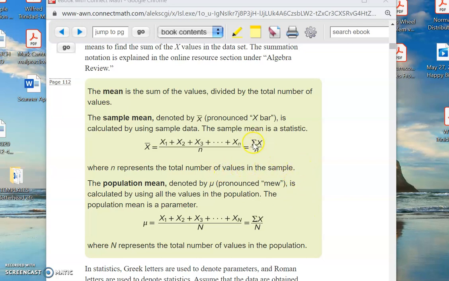This symbol right here is called sigma. That's a Greek letter, the capital Greek letter sigma. That tells us to add them up. Whenever you see this symbol, it's telling you to add up the various data points. Do you see how he has it here? Sigma and then this X. It's implied that there's a little subscript on each of these X's: X sub 1 plus X sub 2 plus X sub 3, just like he has it over here. So sigma X means add up all of the data points.